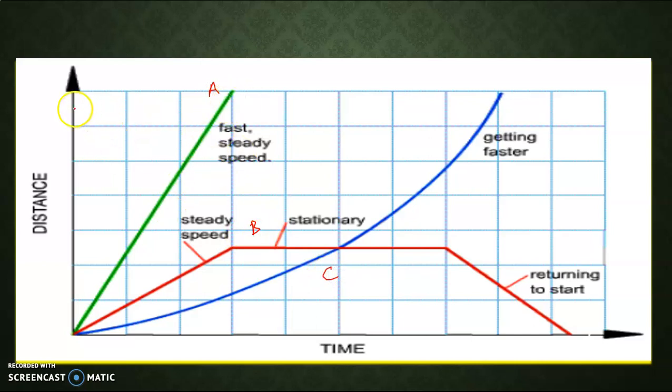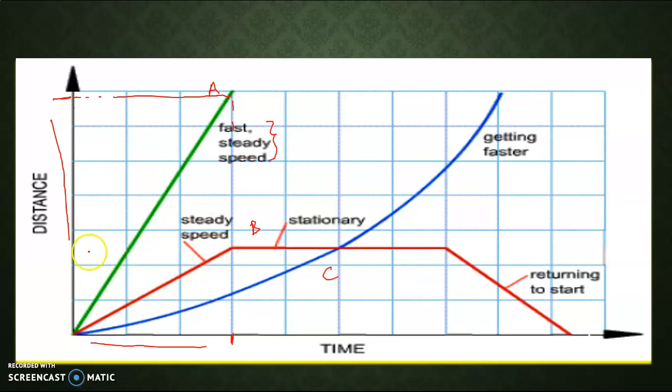If you draw a line parallel to the x-axis and a line parallel to the y-axis and intersect at this point, this is the point of the distance and this is the point of the time. You can see that in a small interval of time, a large distance is covered by the object. So graph A represents that the object is moving with fast speed.